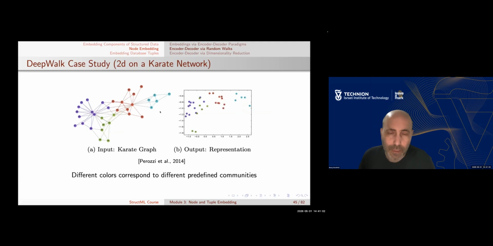And this is a nice illustration or case study that they do on the karate network, where we started with a graph, and these nodes have different types corresponding to colors. And when we embed and apply this, see what we are getting: the 2D representation has quite a similarity to the original semantic representation.